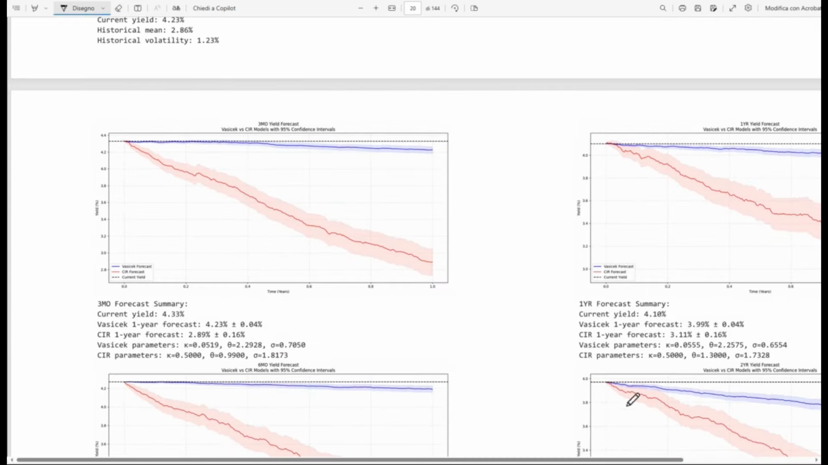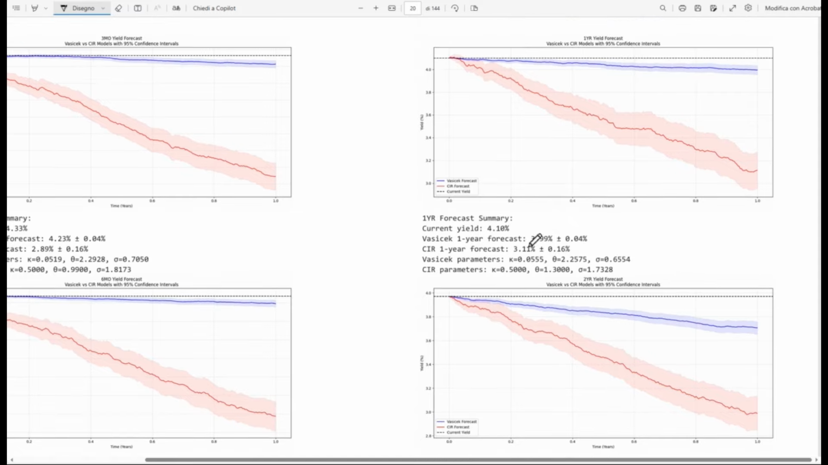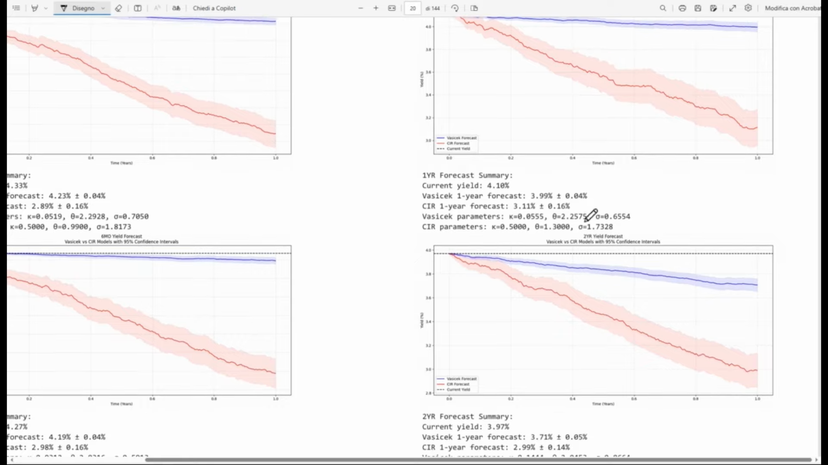Let's see the forecast summary for 1 year. Okay, so there is not much variability, so I can appreciate that the parameters of the model are quite consistent, and they don't deviate too much from where the yield curve is actually priced in the markets. So the 1 year forecast tells me, okay, the current yield is 4.1, in 1 year's time it expects 3.994% plus or minus 0.04. Instead, the CIR model does a completely different job, it tells me the range is between 3 and 3.27%, so 3.25%.